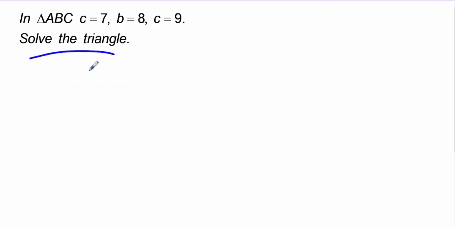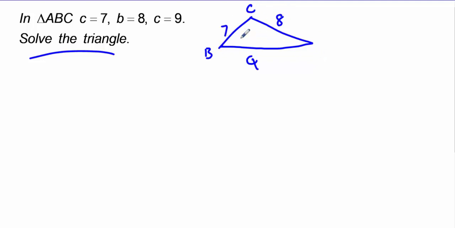Now we have three sides and they want us to solve a triangle. This is a little new verbiage for these type of problems, which means find all the missing sides and angles. So if I just sketch this out, and I have, let's go, C is here, so that's 9. B is here, it's 8, and A is here, 7. And we want to find all the missing sides and angles.